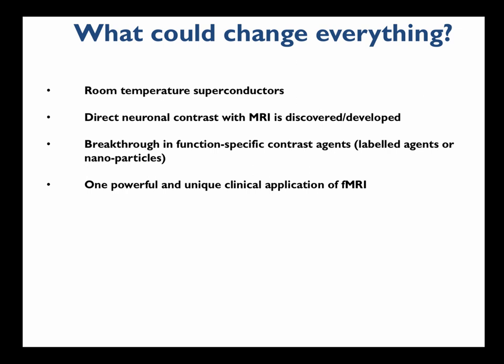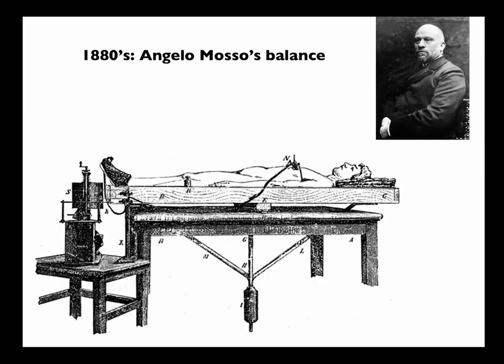If you had any sort of breakthroughs, I mean, there's always people coming up with function-specific contrasts, maybe labeled agents that are susceptibility agents, just like they use in PET. If you could have agents that bind to dopamine receptors that create enough of a signal change with MRI, that would be potentially game-changing as well.